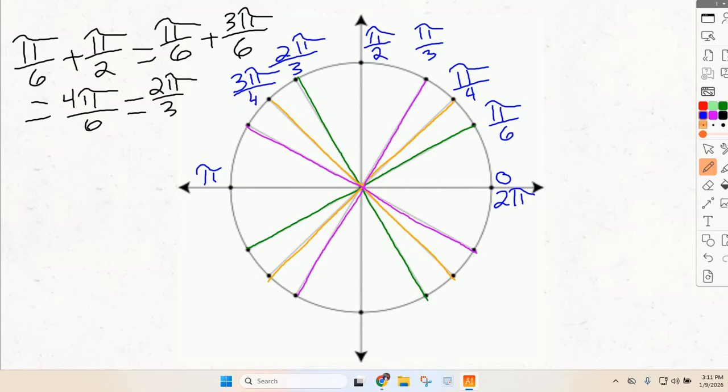And then I'm taking pi over 3 plus pi over 2. What's our common denominator for 2 and 3? 6. So we would have 2 pi over 6 plus 3 pi over 6, which gives us 5 pi over 6.